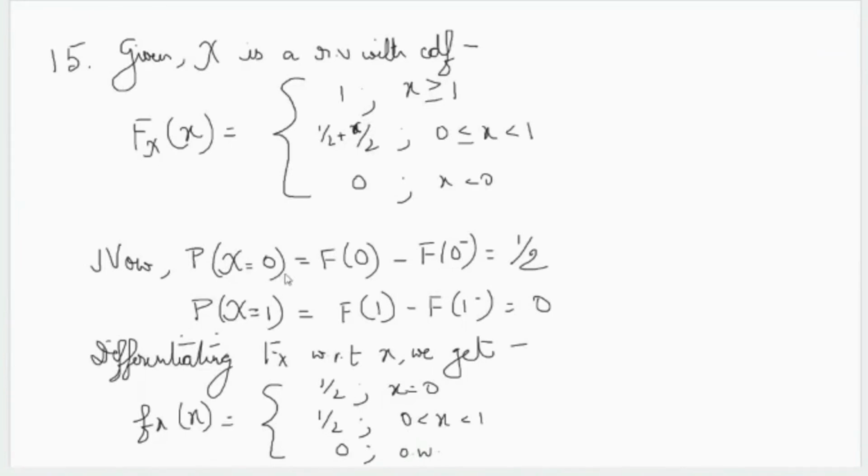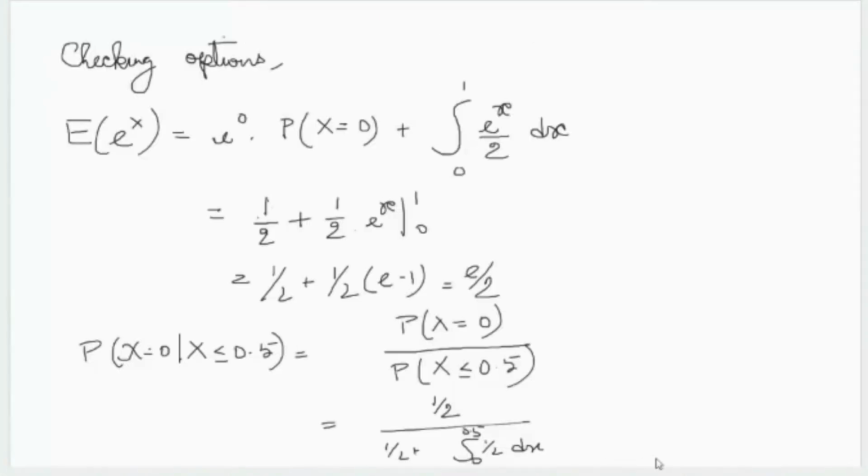And probability x equal to 1 is f of 1, which is 1, minus f of 1 minus, which is half plus half, which is 0. And differentiating fx with respect to x in the other ranges, we get fx is equal to half if 0 less than x less than 1, which is this range, and 0 otherwise, because the series is constant above 1 and below 0. And again, we have obtained beforehand that probability x equal to 0 is half. Okay, so we now have the PDF of x.